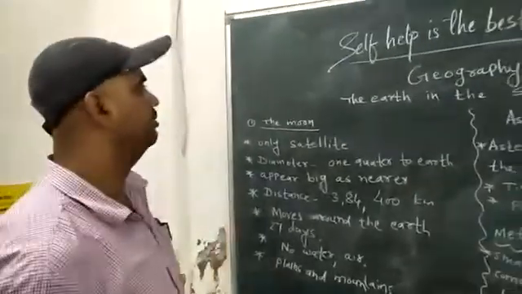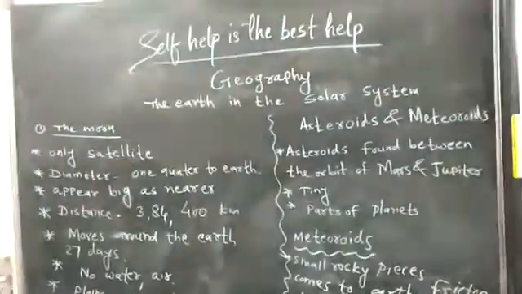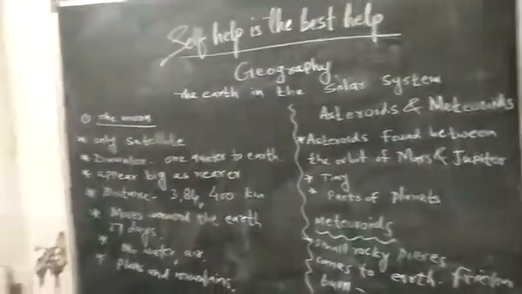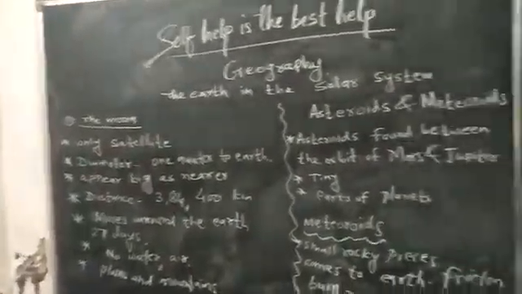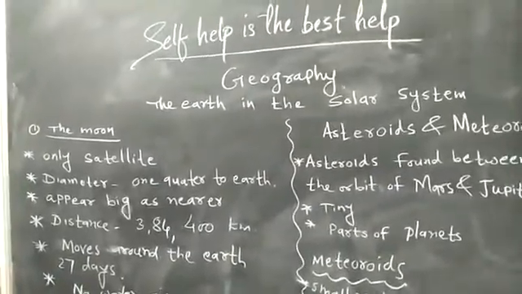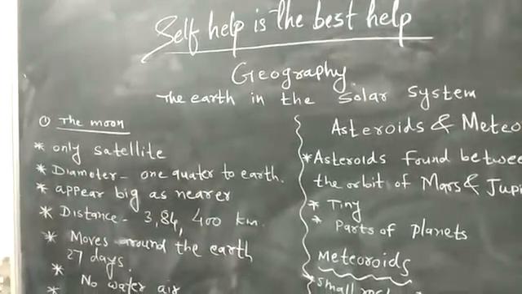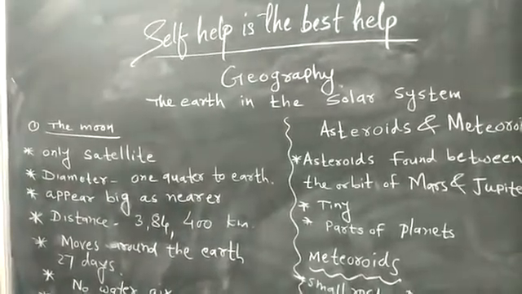Today we will be discussing the geography lesson, the Earth in the solar system. We have already covered almost the whole lesson. Today we will be covering some of the remaining topics of the lesson. They are the moon and the asteroids and meteoroids.